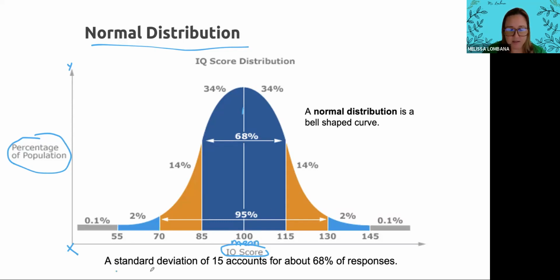They're telling me that the standard deviation of 15 accounts for 68%. They're telling me that the difference between this score and this one is only 15 points, okay? So for IQ, it will always be 15, a standard deviation of 15 for the scores. So if I look here, that means each score is going to be 15 apart from each other.